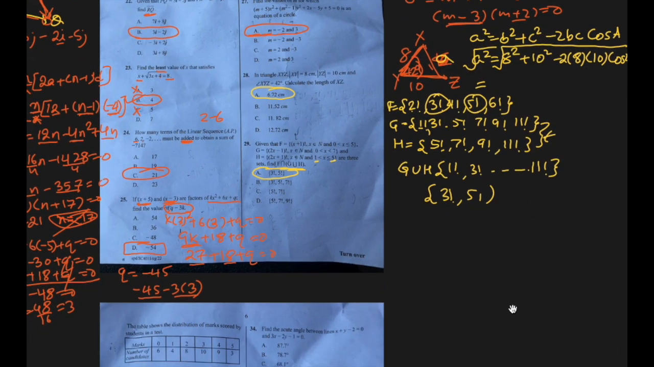Okay, moving on, question number 30. The table shows the distribution of marks scored by students in a test. Find the third quartile. How many are they total? They have not written total. Okay, 6 plus 4 is 10, 18, 28, 37, 40. They're 40.